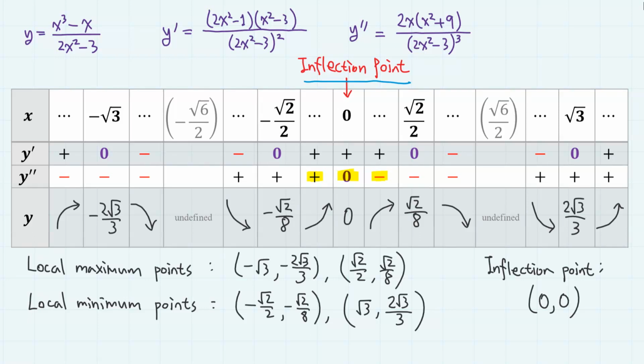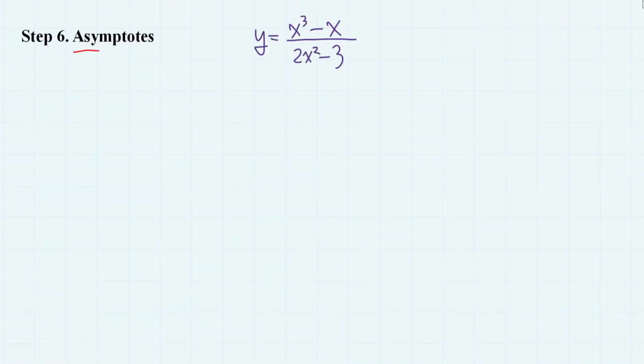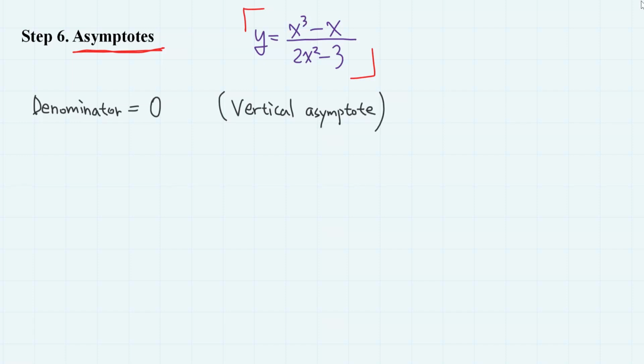So we have finished investigating derivatives, but there remains one more thing to do. Checking for asymptotes. The hint for possible asymptotes can be obtained from the expression of the function itself. First, from the condition that makes the denominator 0, we can immediately find the vertical asymptotes. Note that the denominator becomes 0 when x equals plus minus square root of 6 over 2.